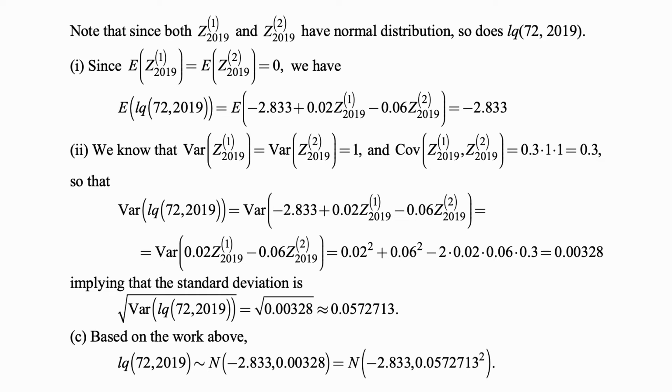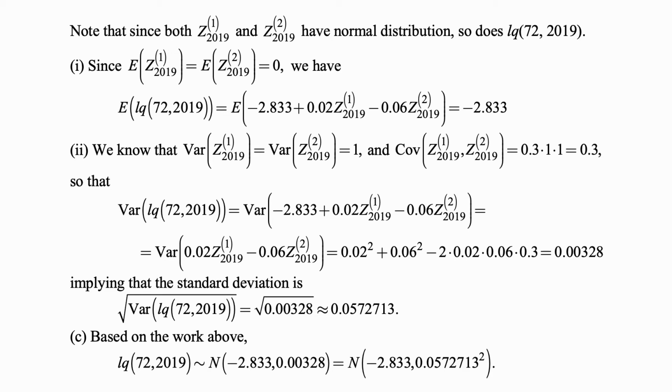Then we know that the variance of Z 2019-1 is equal to the variance of Z 2019-2, and it's 1, and the covariance of the two is equal to 0.3 times 1 times 1, so it's 0.3. So the variance of LQ of 72 2019 is the variance of the expression we derived for it. Now the constant number, negative 2.833, doesn't have covariance with any of the other variables, so its variance is 0, and we can disregard it. This is just the variance of 0.02 Z 2019-1 minus 0.06 Z 2019-2.